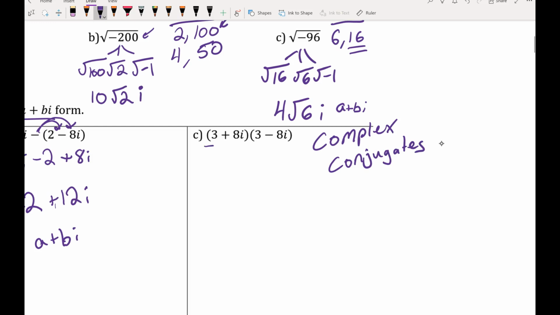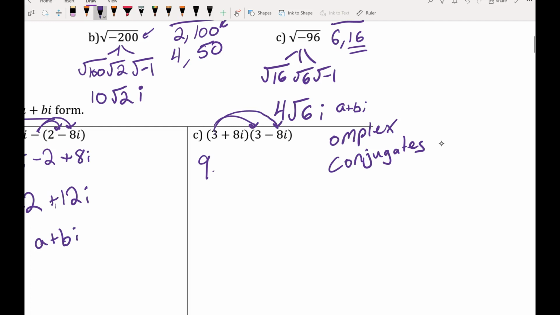And that's when you've got two of the same numbers, one with a plus and one with a minus in between. And if you remember, something good happens when we distribute this out. So if you remember how to distribute a binomial to a binomial, you do the first term times the first term, then the first term times the next term.